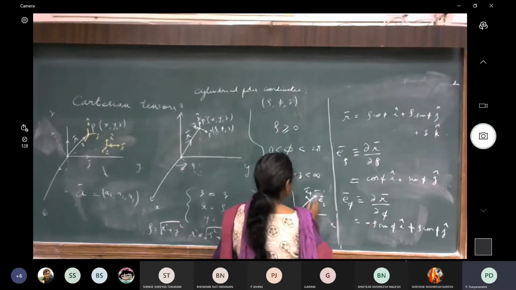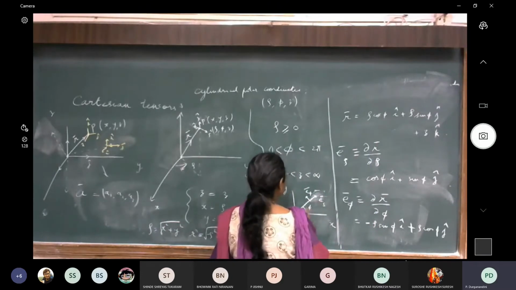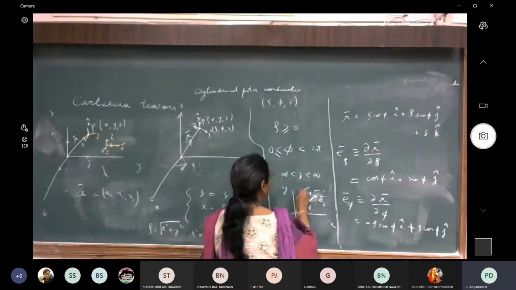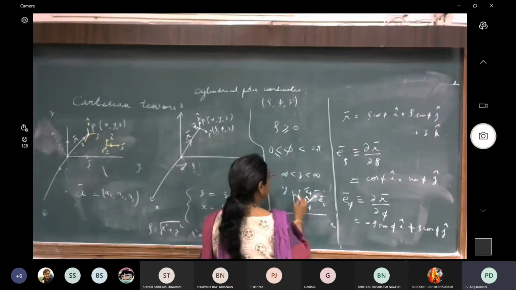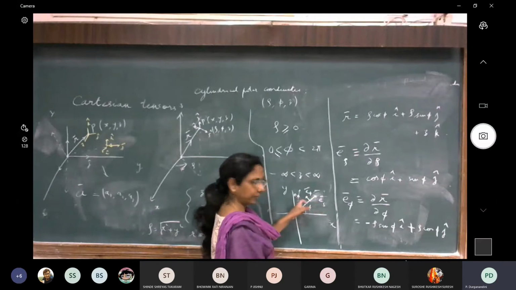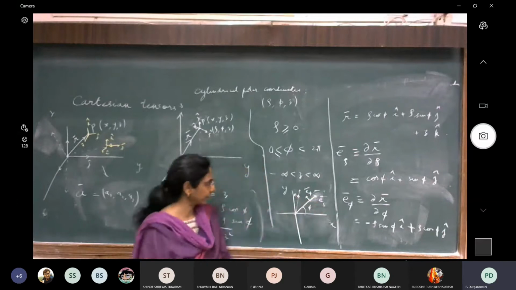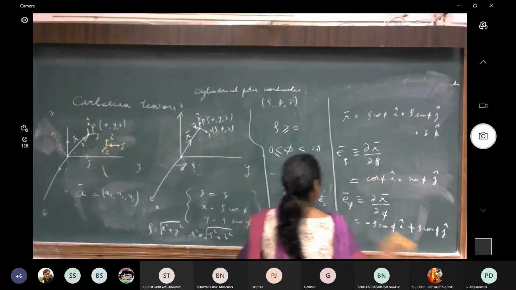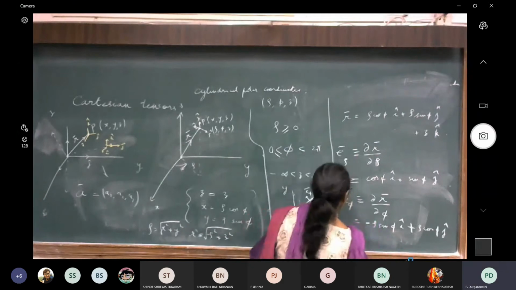And one more thing you can see is that suppose instead of having this point here, I had a point here. That means instead of having phi here, I have phi here. Then you can see that rho will be like this, and phi will be like this. So your E rho and E phi will depend upon where you are located. So again, as I said, that's the signature of a non-Cartesian system.